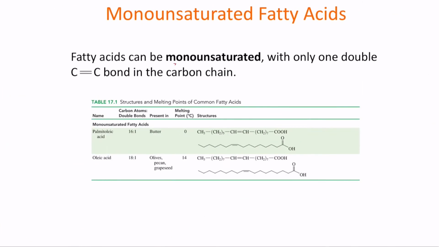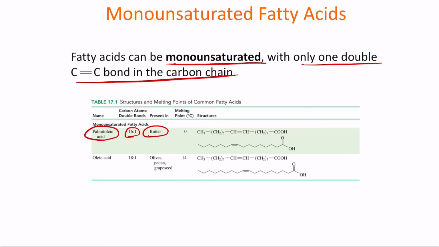Fatty acids can be monounsaturated, with only one double bond in the carbon chain. For example, palmitoleic acid contains 16 carbons with one double bond, and most commonly it is present in butter. You have oleic acid, which is 18 carbons with one double bond, most commonly found in olives, pecan and grapeseed. Again, here also, as the number of carbons increases, you start noticing an increase in the melting point.